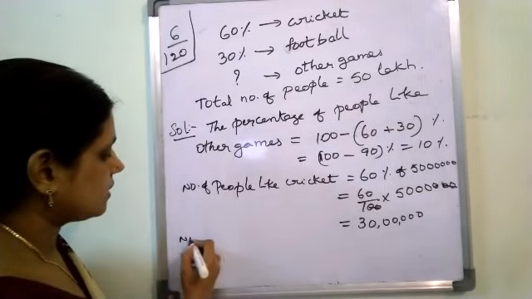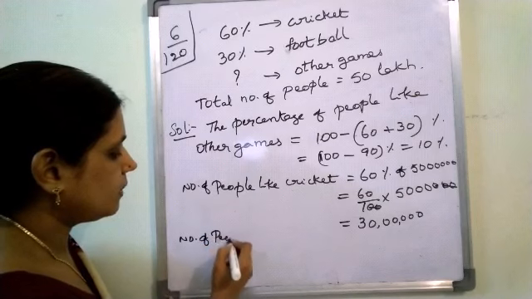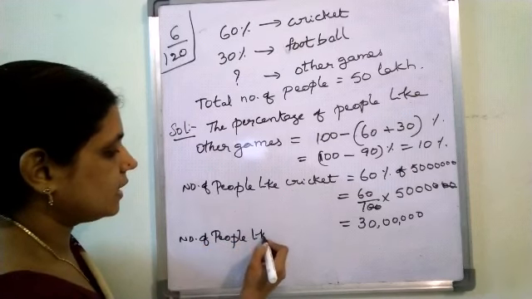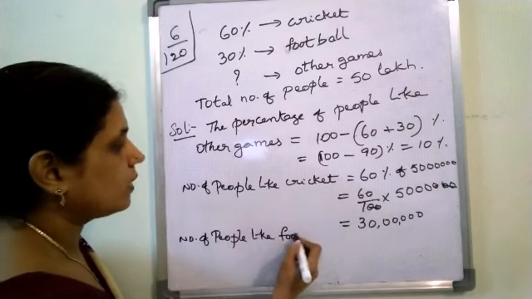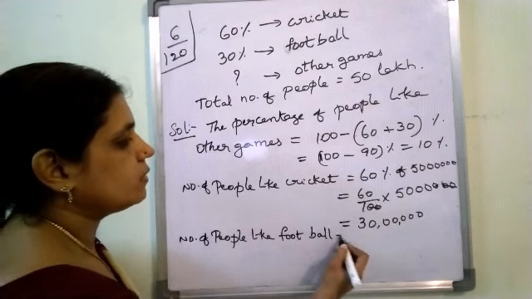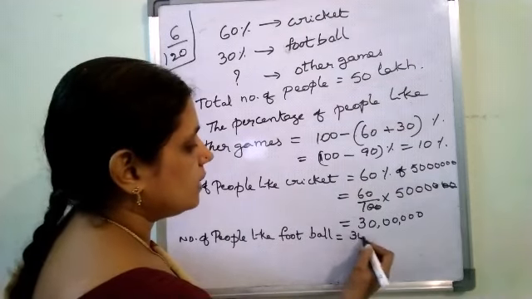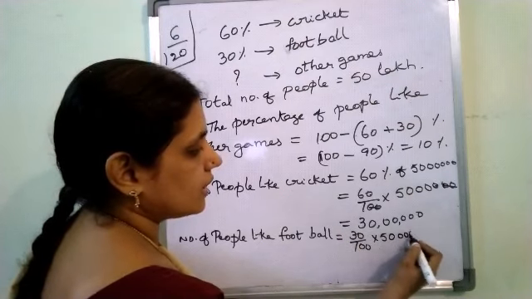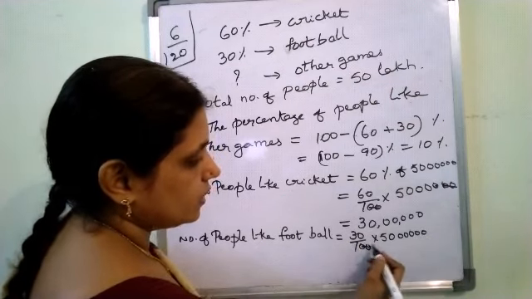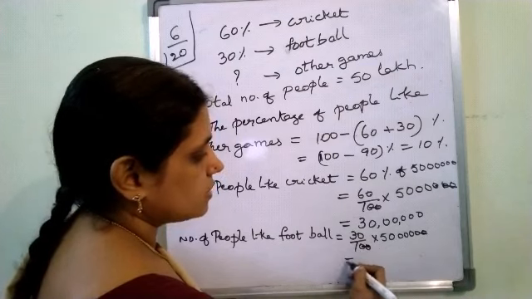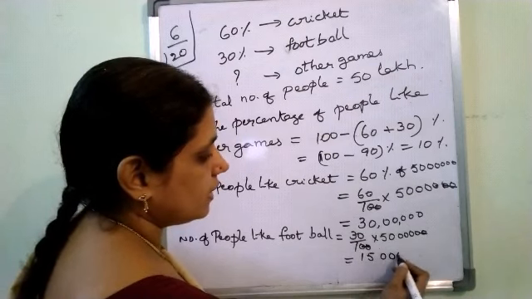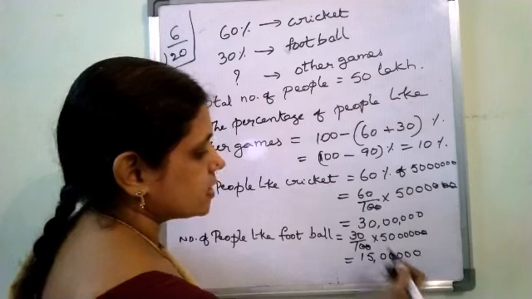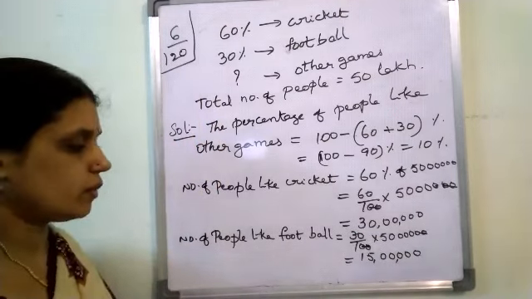Okay. Next, the number of people who like football equals what we need to do? 30 by 100, just like this, into 50 lakh. Now here we can cancel. So that is 15 lakh. Okay, 15 lakh people like football.